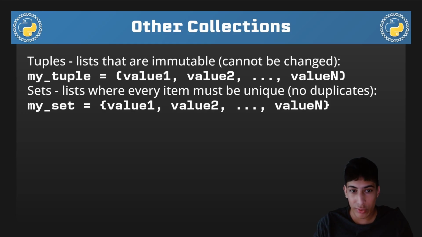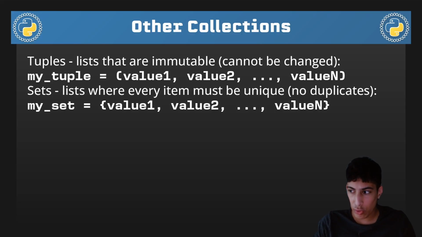So firstly, there are tuples, which are basically the same as lists, except you can't modify the items within it. Or in other words, it's commonly referred to as an immutable list because the items cannot be changed. And it's created in the same way as lists, but with parentheses instead of square brackets.